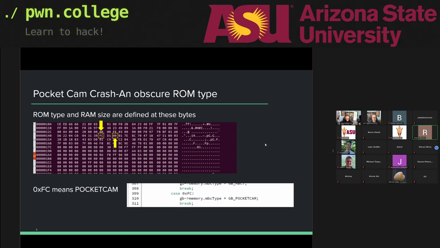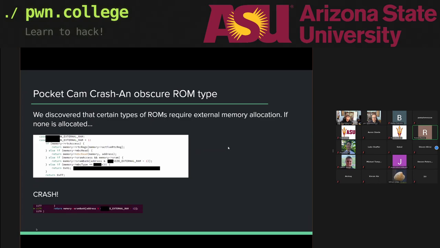Seeing this, we then started to break down further into the code and use GDB to trace the execution through this. And we discovered something interesting: certain types of ROMs require that some external memory be allocated to the process, but that's determined also within the header file. So if there's a certain configuration of a ROM, then when it tries to execute instructions, it'll try to access memory that's never been allocated. And that's exactly what you see here. Immediately it hits this instruction, tries to dereference this, and immediately gets a null dereference there.